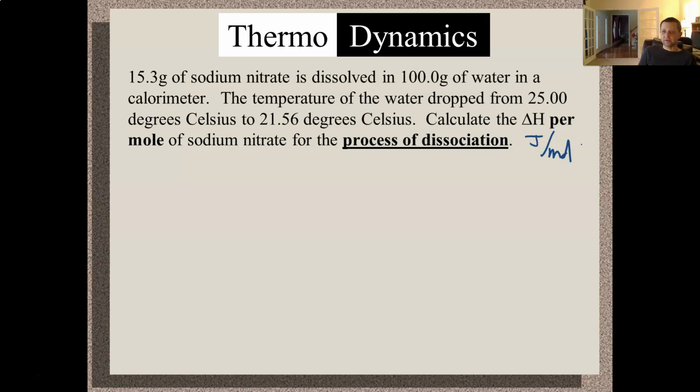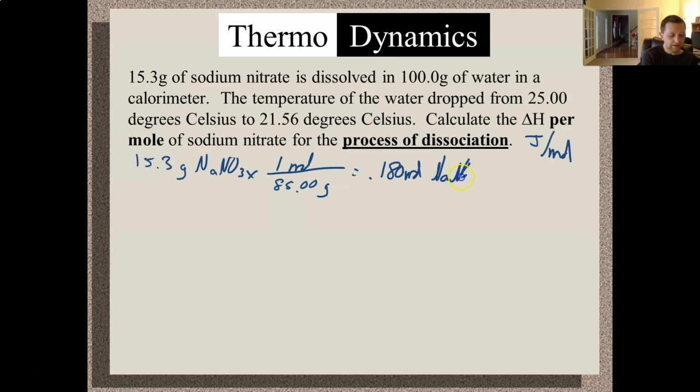So I need to do both parts. I need to figure out the joules of energy that either was gained or lost in this process. I also need to figure out the moles of substance that I have. So let's go through and figure that out first. That's easy to do. We have 15.3 grams of sodium nitrate, which is NaNO3. Let's convert that to moles. Molar mass is 85.00 grams in 1 mole. That gives you a mole value of 0.180 moles of NaNO3.